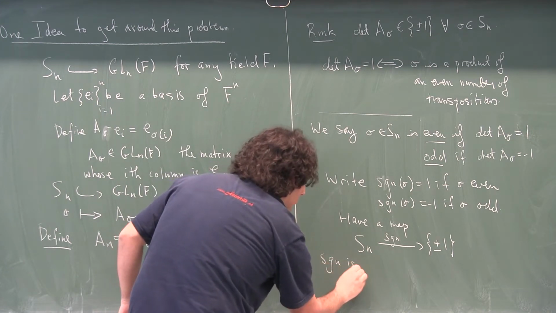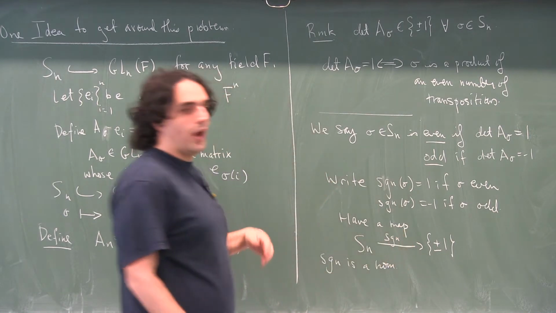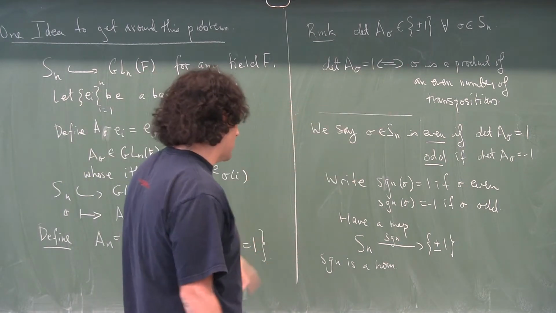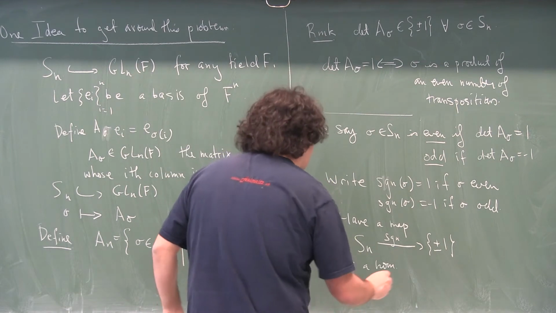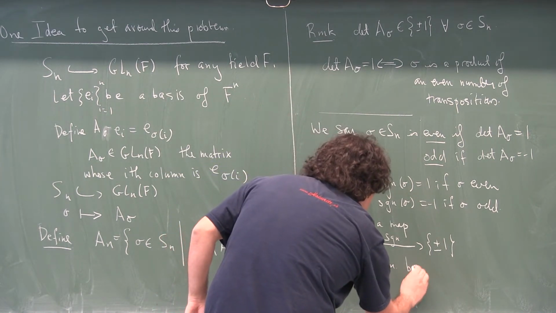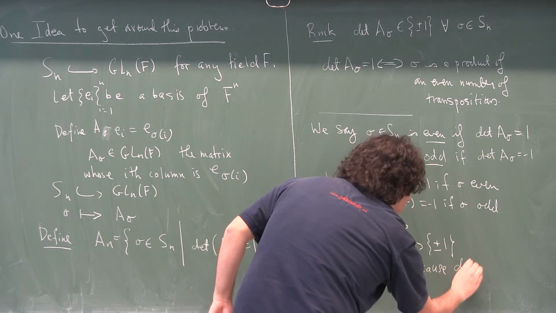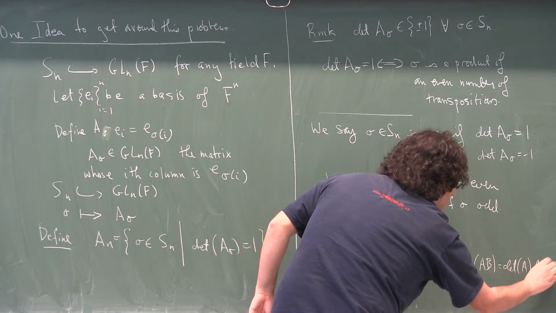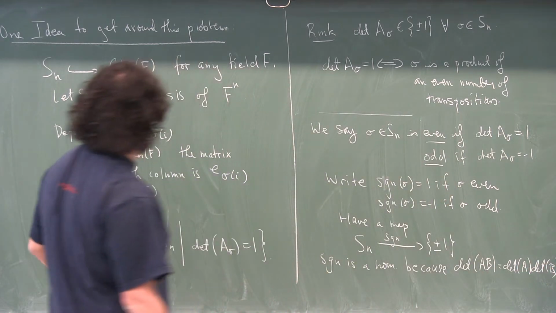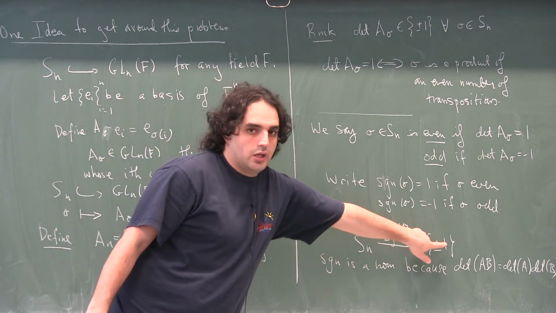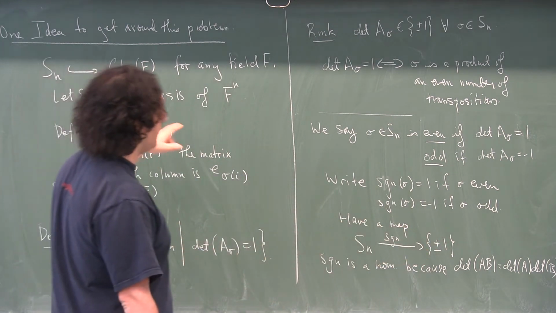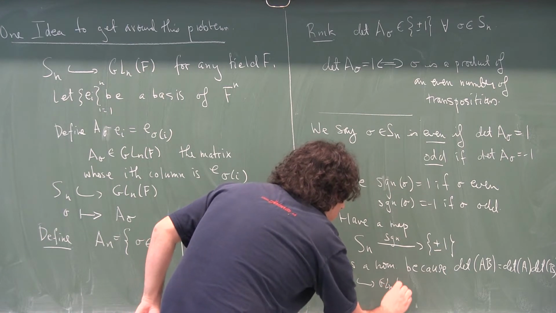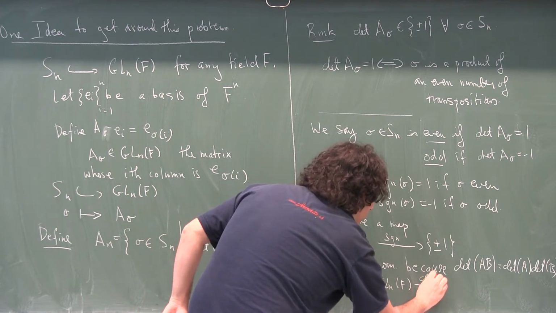Sine is a homomorphism. Why is that? Well, we could mess around multiplying transpositions, but another way to see that is, again, to appeal to linear algebra and say that this is because the determinant of AB is the determinant of A times the determinant of B. If you think about what's going on here, this map is just the composition of the homomorphism Sn into GLn(F) followed by the determinant.